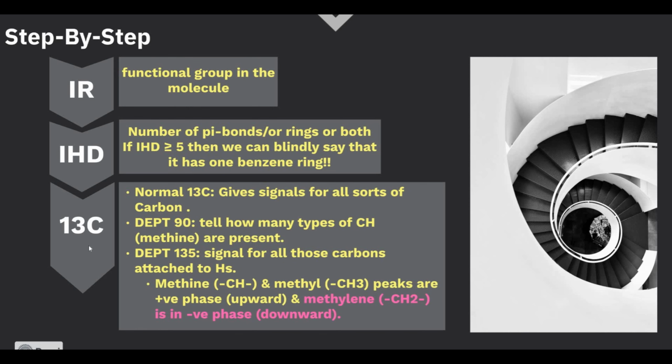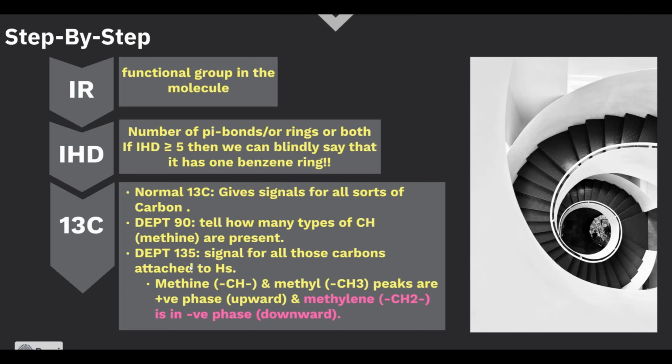Then look at the 13C NMR. Normal 13C NMR gives signals for all sorts of carbon, meaning all types of carbon signals you will see. Then look at the DEPT 90 NMR, which tells you how many types of CH methine carbons are present in the molecule. After that, look at DEPT 135.